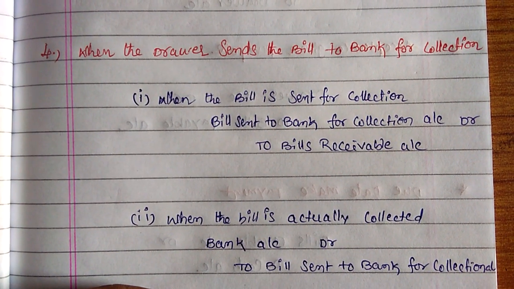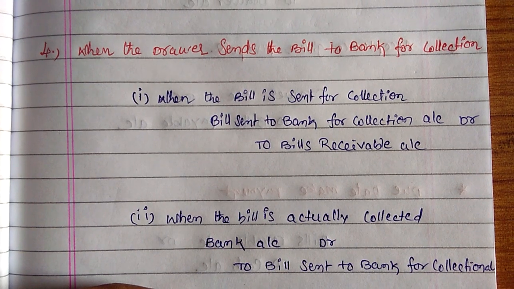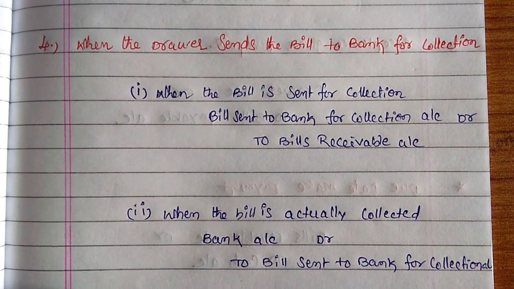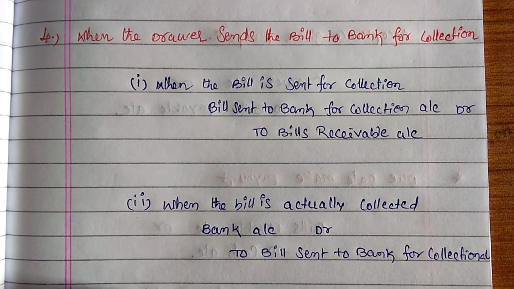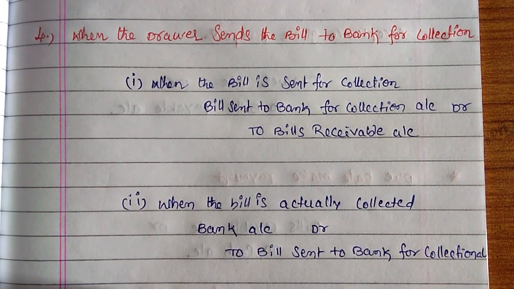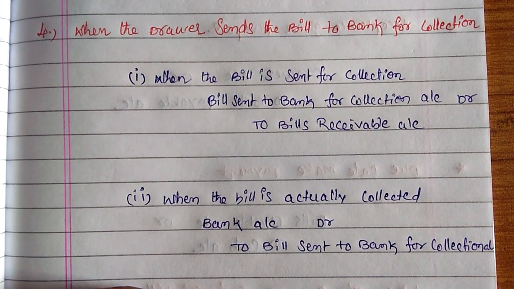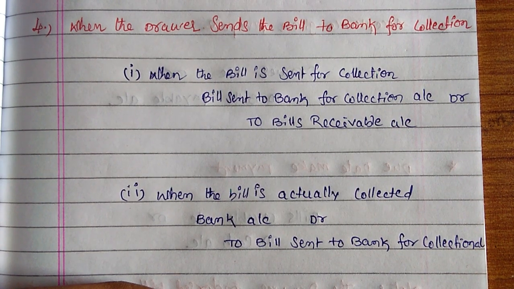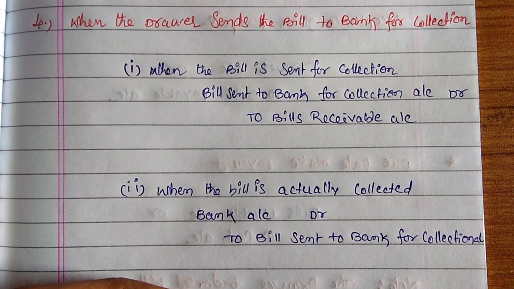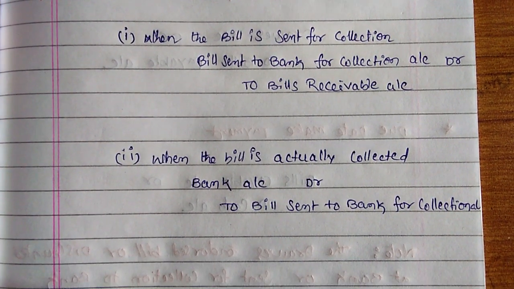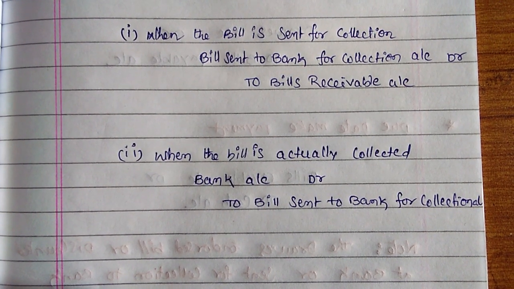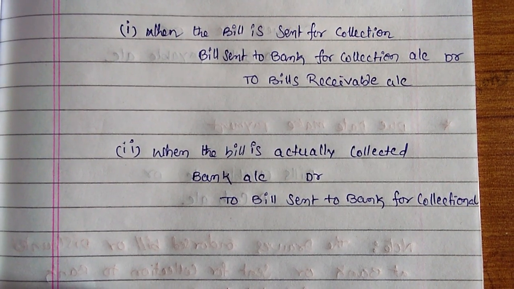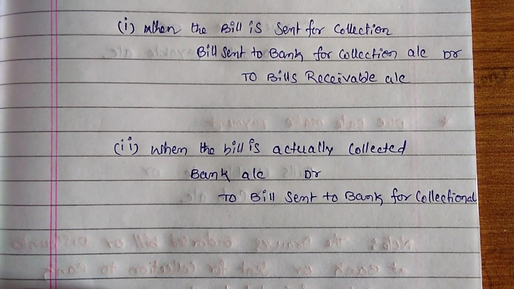The final, fourth point is when the drawer sends the bill to the bank for collection. In this procedure, we need to write two entries. The first one is when the bill is sent for collection: bill sent to bank for collection account debit to bills receivable account. The second one is when the bill is actually collected: bank account debit to bill sent to bank for collection.